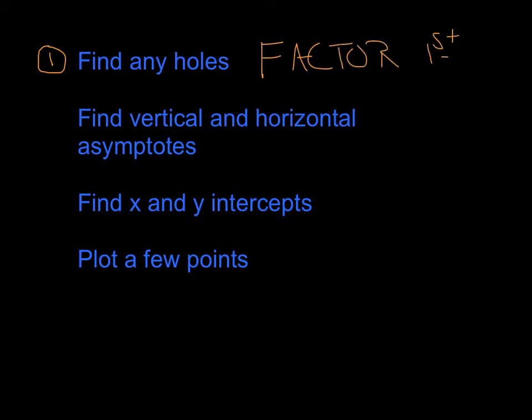Second, we want to find any vertical and horizontal asymptotes, and we'll focus on that one in a minute. Third, any x and y intercepts. And then fourth, we'll plot a few points and we should be able to get the idea of our graph down.